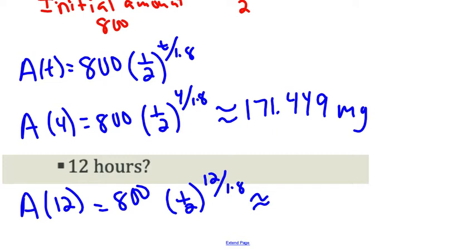And you can see that it has reduced significantly. After 12 hours, we are down to, let me make sure I entered that right. Yep, 7.875 milligrams left. Okay, now that's, again, assuming we haven't taken more doses later on.